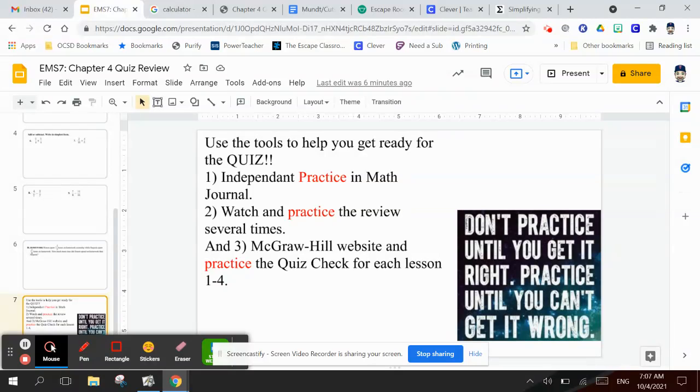So don't forget your quiz is tomorrow. Use the tools to help you get ready for the quiz. 1, independent practice and math journal for lessons 1 through 4. 2, you can watch and practice the review several times and keep practicing these every time. And 3, you can go to the McGraw-Hill website and practice the quiz checks for each lesson of 1 through 4. Don't forget those 3 words: practice, practice, practice. And as the old signage says, don't practice until you get it right. Practice until you can't get it wrong.